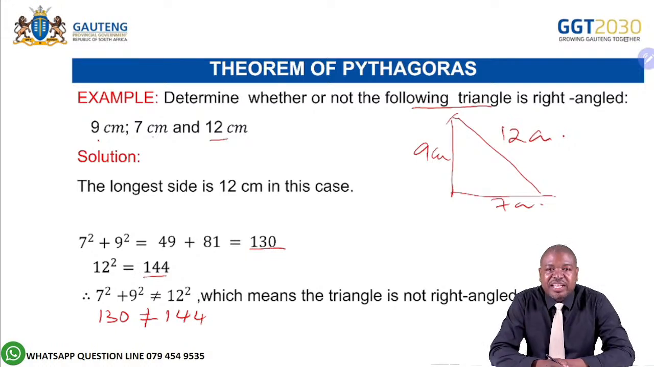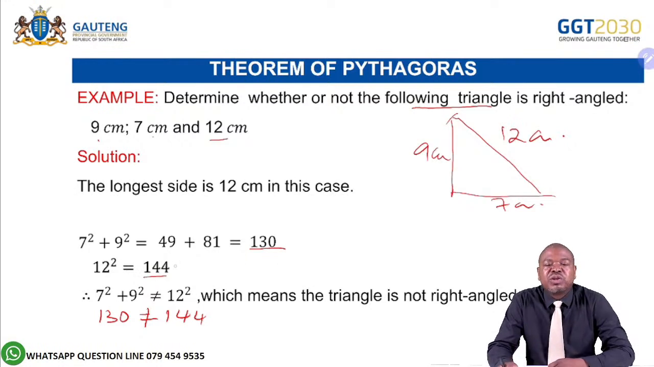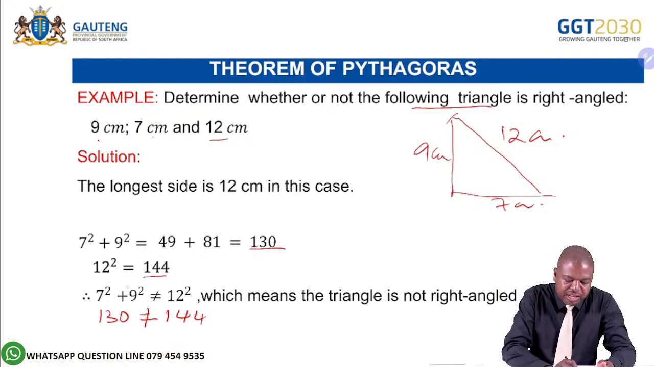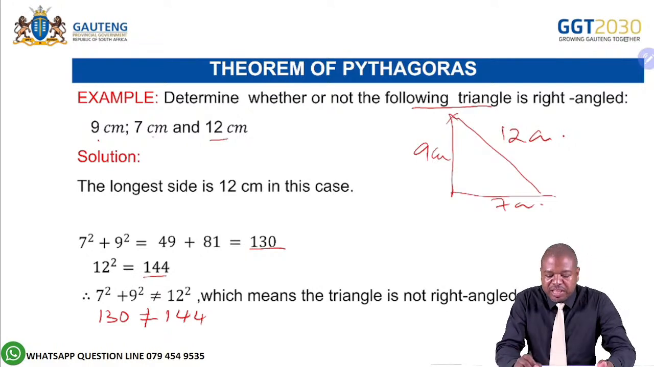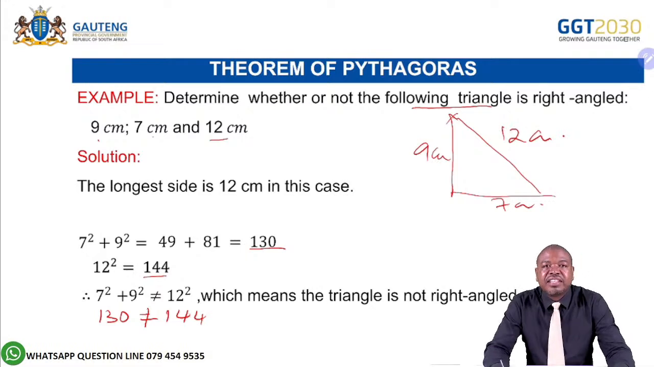I hope you are following there, right? The fact that we didn't get the same values when we squared the other two sides and added them and compared it with the square of the longer side, the fact that we got different values, means that this triangle is not a right-angled triangle, right? I hope you are following there.